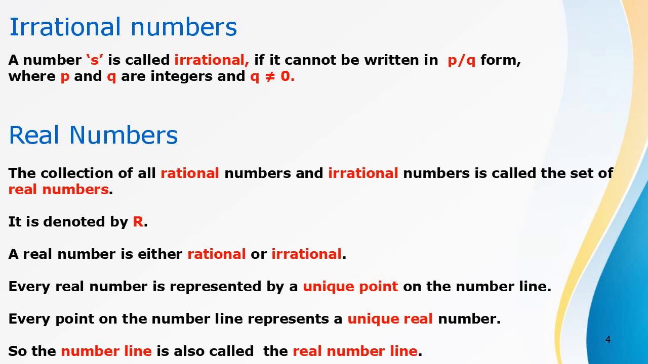Real numbers. The collection of all rational numbers and irrational numbers is called the set of real numbers. It is denoted by R. A real number is either rational or irrational. Every real number is represented by a unique point on the number line. Every point on the number line represents a unique real number. So, the number line is also called the real number line.